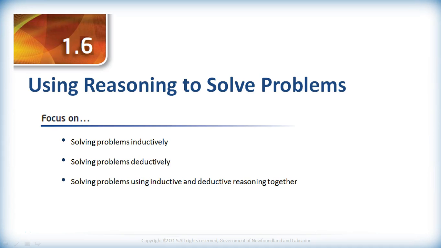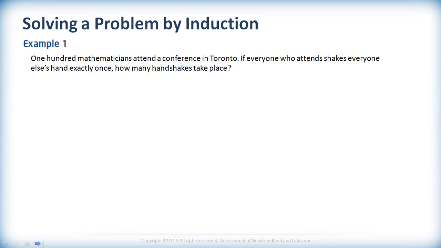We're talking now about solving problems using inductive reasoning and solving problems using deductive reasoning. So let's get right down to business. A couple of examples will take us most of our time for this one. It says 100 mathematicians attend a conference in Toronto. If everyone who attends shakes hands with everyone else, how many handshakes take place?